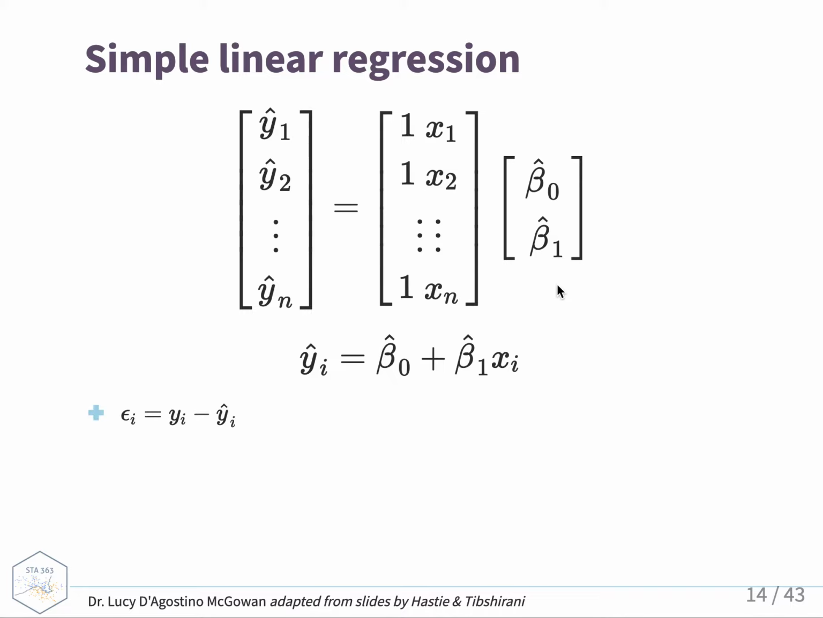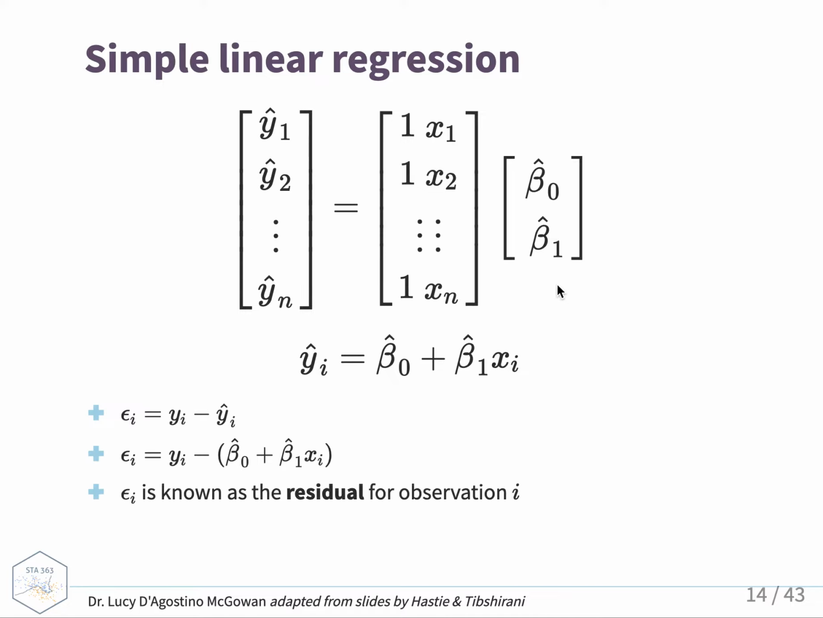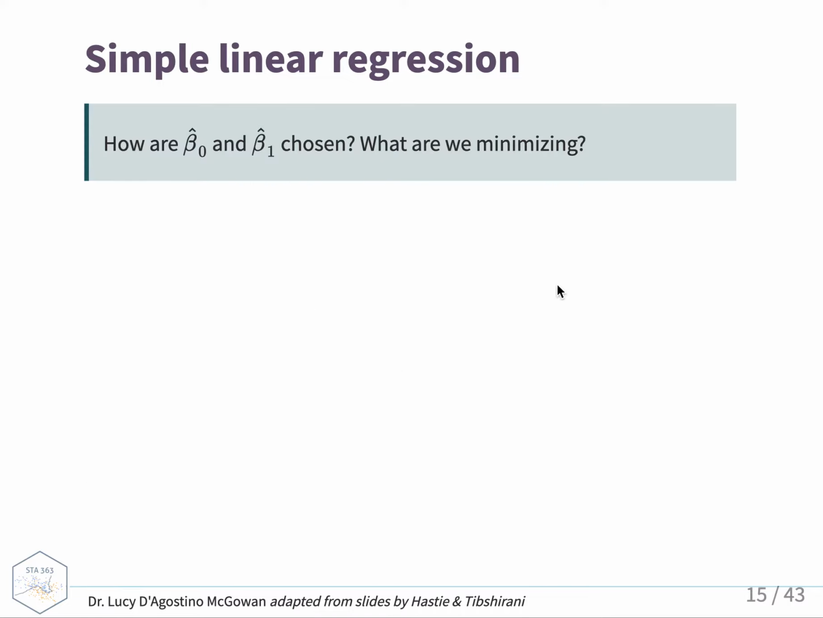And this epsilon is going to be equal to yi minus y hat. And so you can rewrite that as yi minus beta 0 hat plus beta 1 hat times xi. So this is the residual for observation i. And so how do we pick beta 0 hat and beta 1 hat? What is the thing we're minimizing?